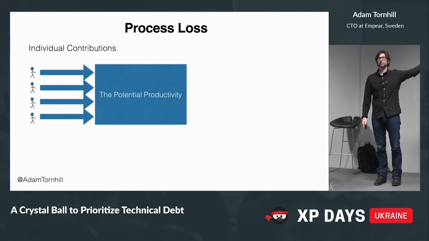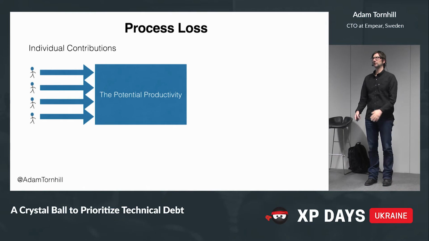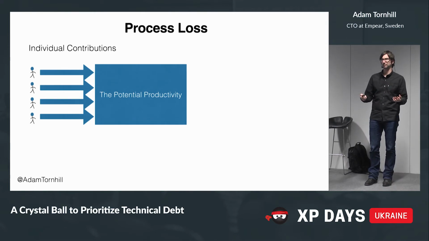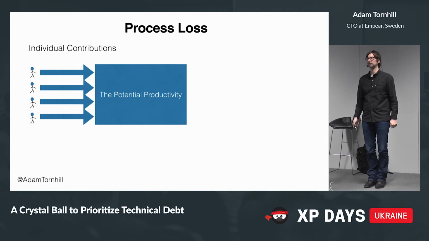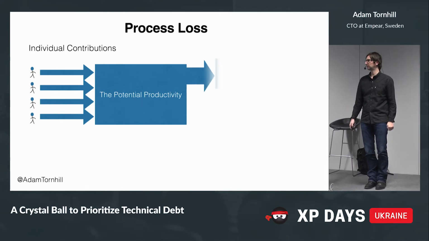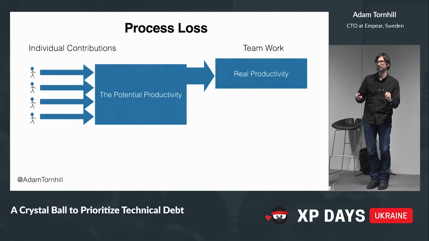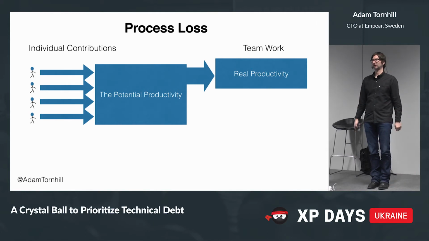Let's say we have a bunch of individuals here, and together they have a potential productivity. However, that's never, ever what you get out of a team. The real productivity is always smaller, and part of the potential is simply lost.